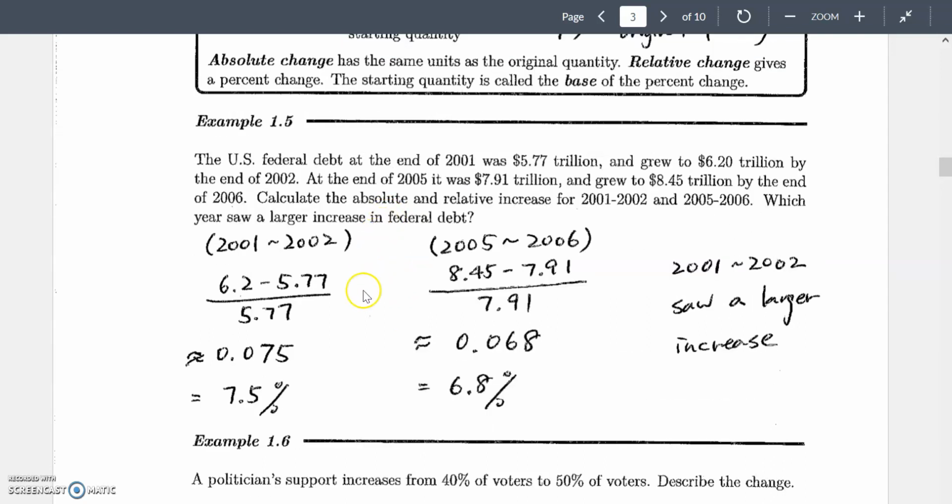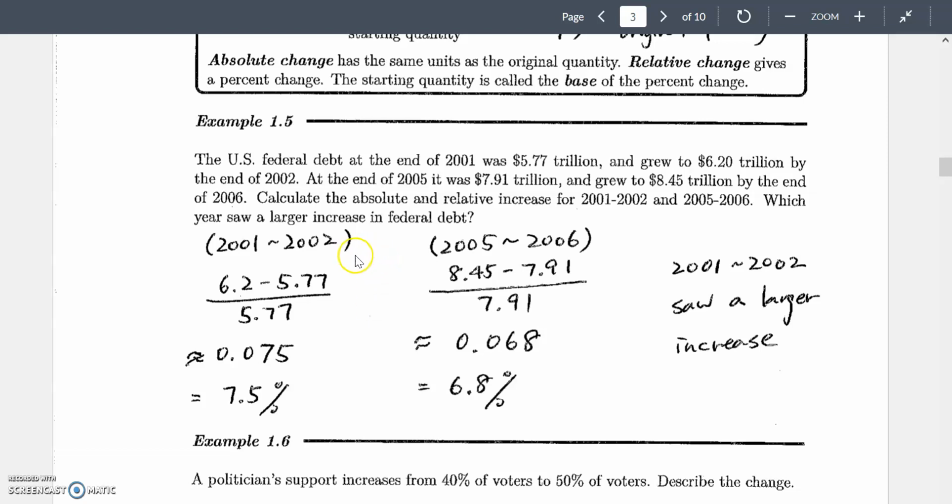In example 1.5, the U.S. federal debt at the end of 2001 was $5.77 trillion and grew to $6.2 trillion by the end of 2002. At the end of 2005, it was $7.91 trillion and grew to $8.45 trillion by the end of 2006. Now, which year has a larger increase in the federal debt?